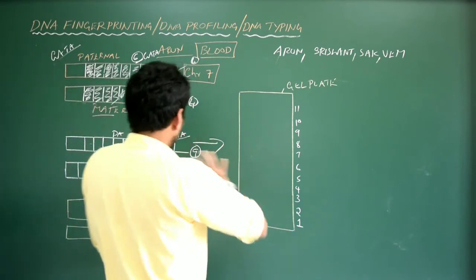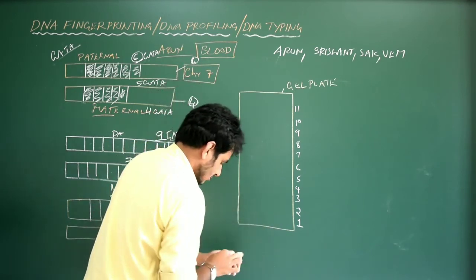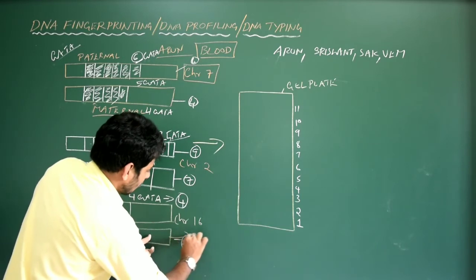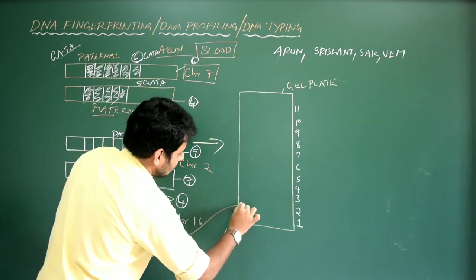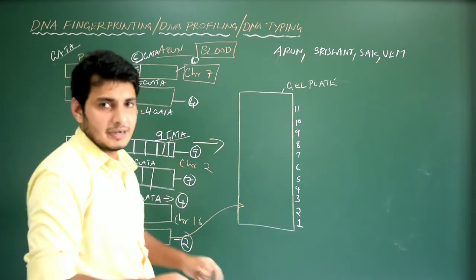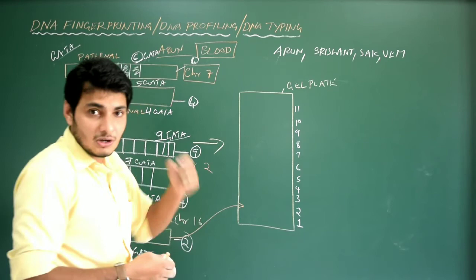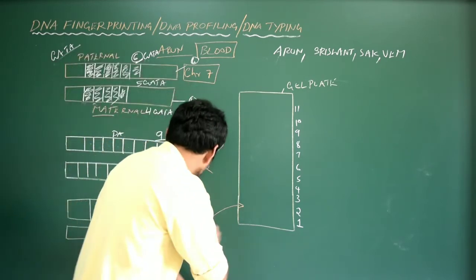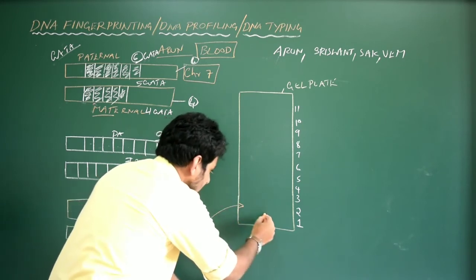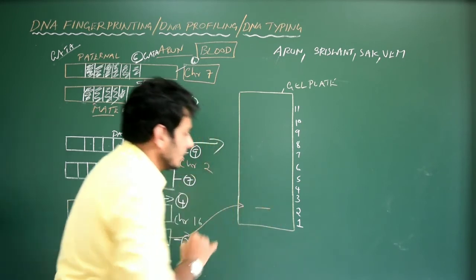Okay. Now, what I am going to do is, let me just use a different color. This chromosome, when it is actually transferred to the agarose gel plate, you will understand how exactly. That is called southern blotting. Okay, southern blotting. So in this case, let me just write. You are going to get a band here. So you are going to get a band.